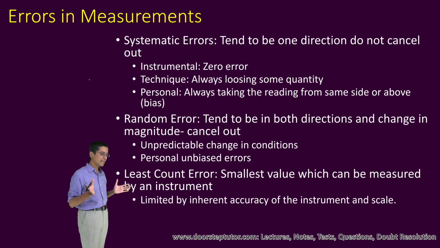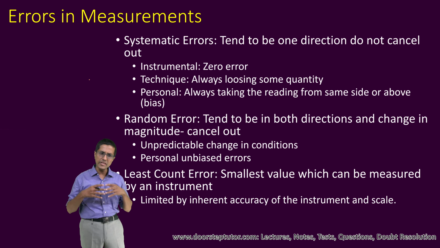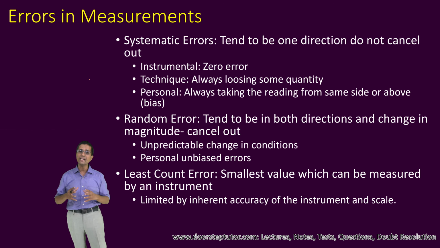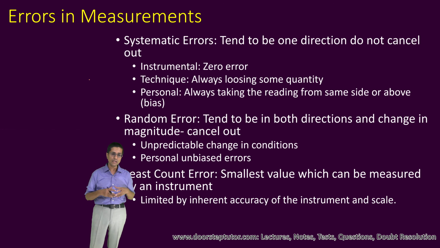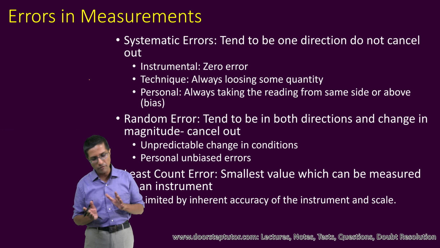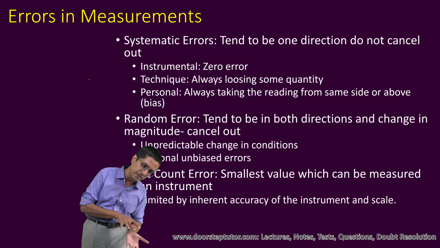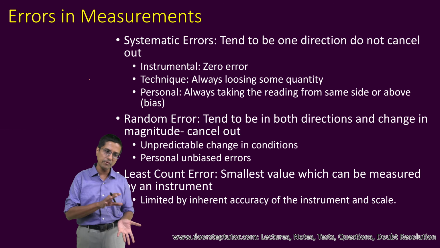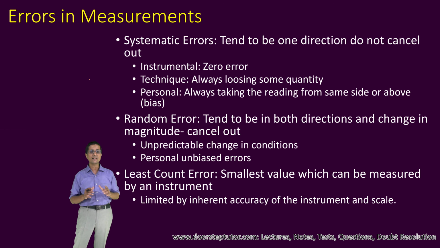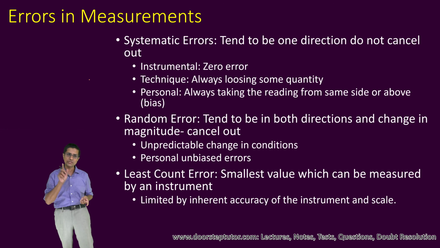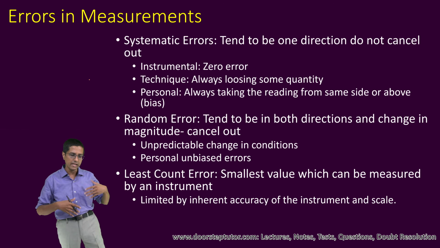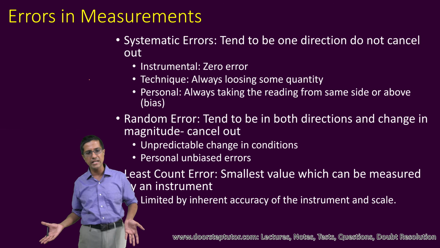Random errors, like we said, are typically unpredictable, and they can also be personal. For example, if I am doing the parallax error, but I change the side of measuring, sometimes I view the scale from the right, sometimes from the left, then I am creating a parallax error, but this parallax error now becomes a random error. Instead of being a systematic error, it becomes a random error, because sometimes I will be overestimating the reading, sometimes I will be underestimating it.